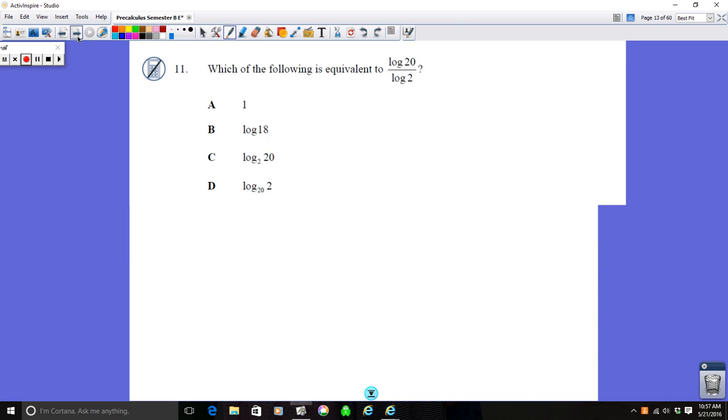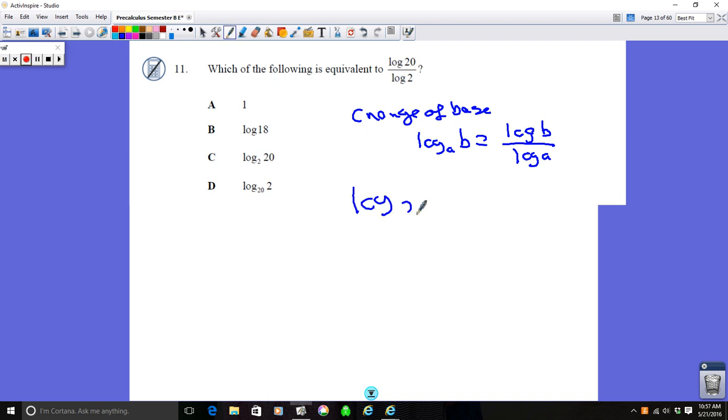Okay, which is equivalent to log of 20 divided by log of 2. Please do not divide those as is. This is really asking you to use what's called the change of base formula, where if you have log base a of b, this is equal to log of b divided by log of a. So if we have log of 20 divided by log of 2, this is really log base 2 of 20, which is answer choice C.